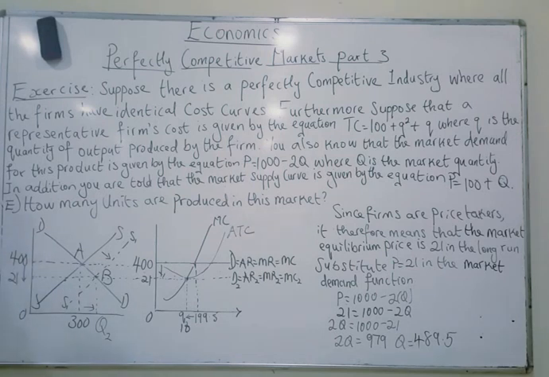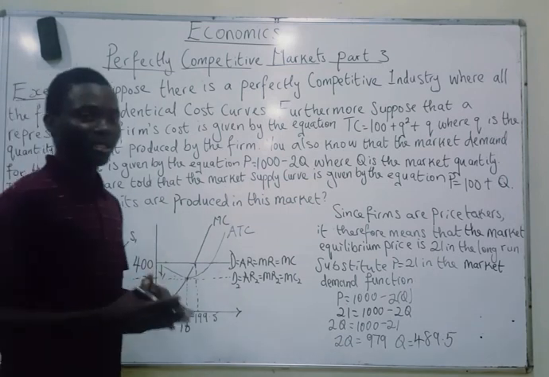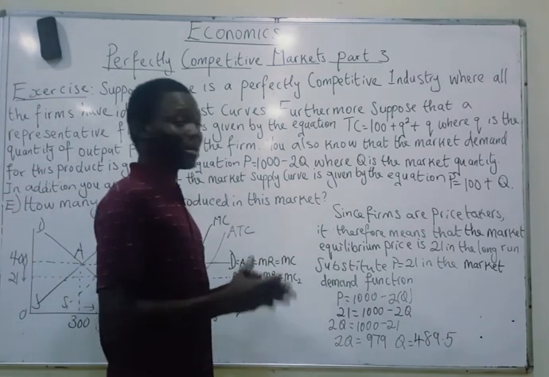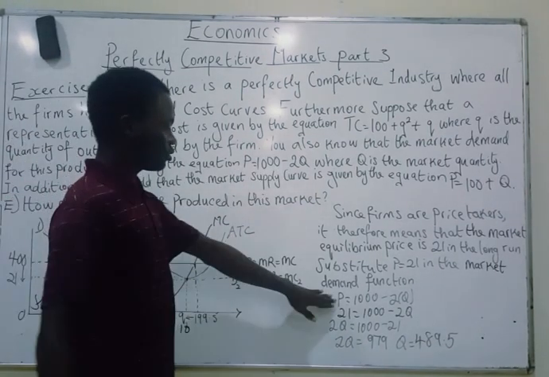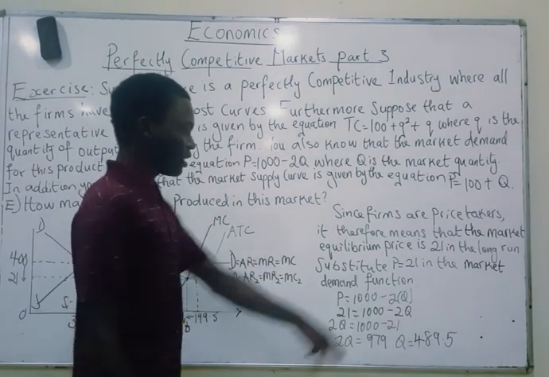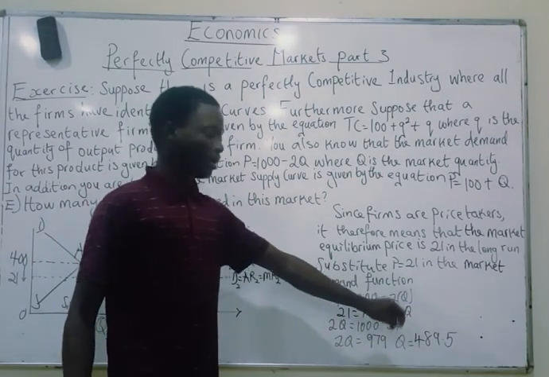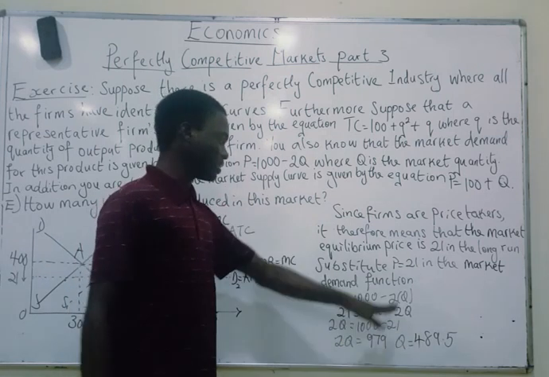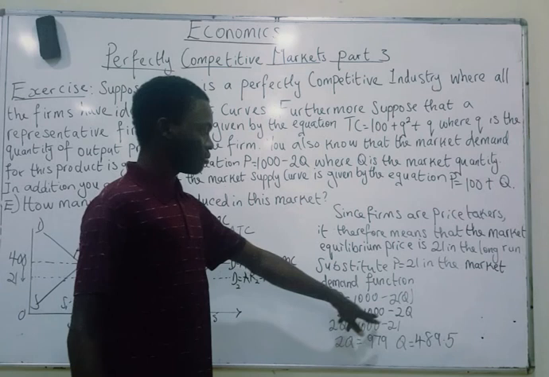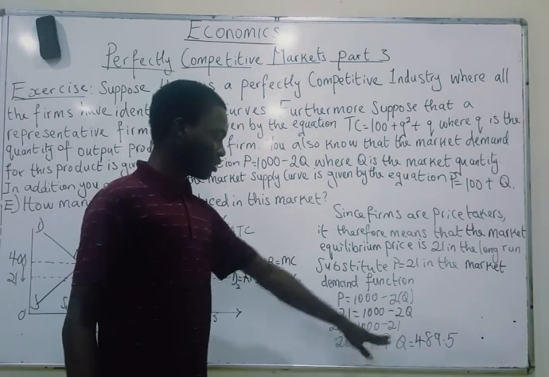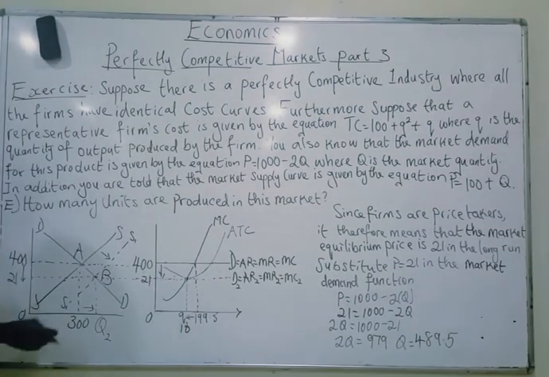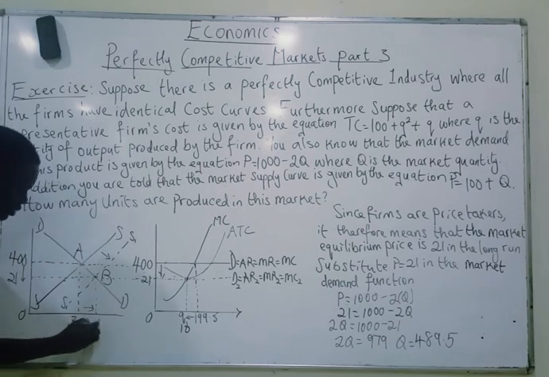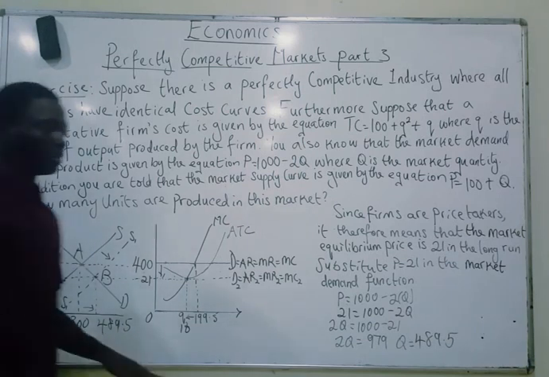So what then do we have to do? We just have to substitute this price in the market demand function. So where's the market demand function? We have P equals 1000 minus 2Q. So we are looking for this Q now, that is the totality of output in the market, that is the market output. So we have 21 equals 1000 minus 2Q, and 2Q equals 1000 minus 21. 2Q is 979, and then Q is 489.5. Alright, so that is to say that what we have here now is 489.5, which is theoretically correct, that the total output is going to increase.